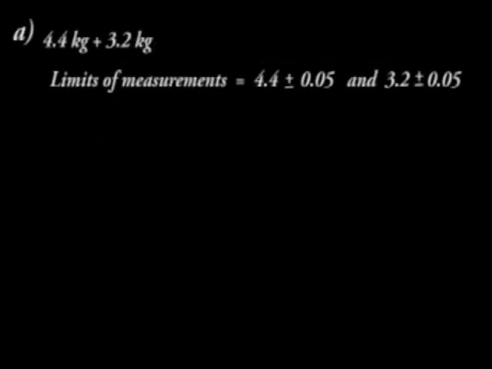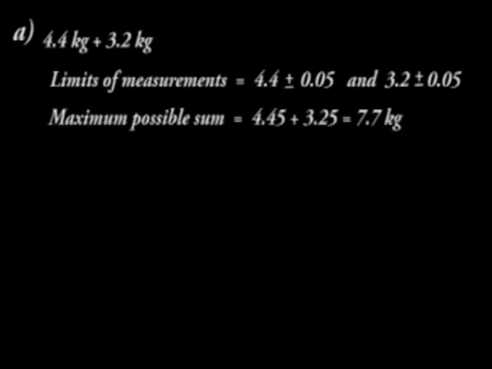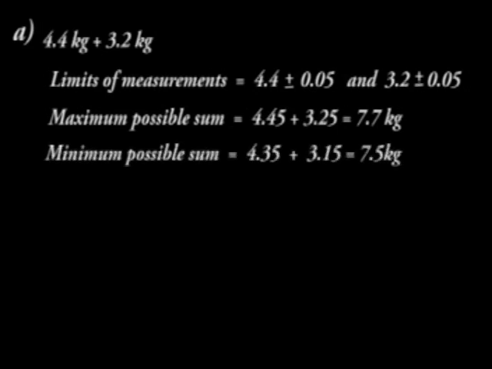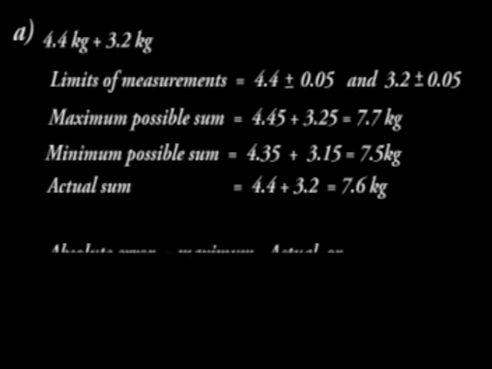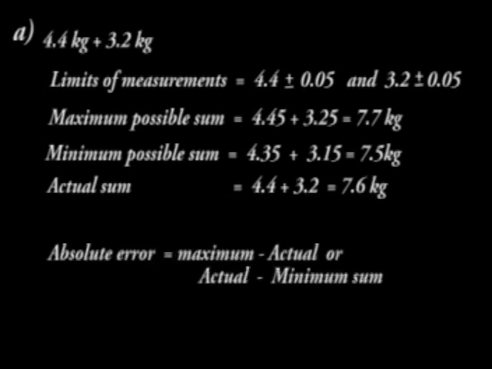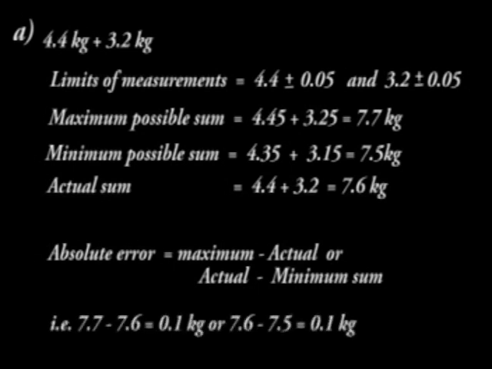For A, the limits of measurements are 4.4 plus or minus 0.05 and 3.2 plus or minus 0.05. Maximum possible sum is 4.45 plus 3.25, which is 7.7. Minimum possible sum is 4.35 plus 3.15, which gives us 7.5. The actual value is 7.6 kilograms. Absolute error is given by maximum minus the actual, or actual minus the minimum, and we shall have 0.1 kilograms.